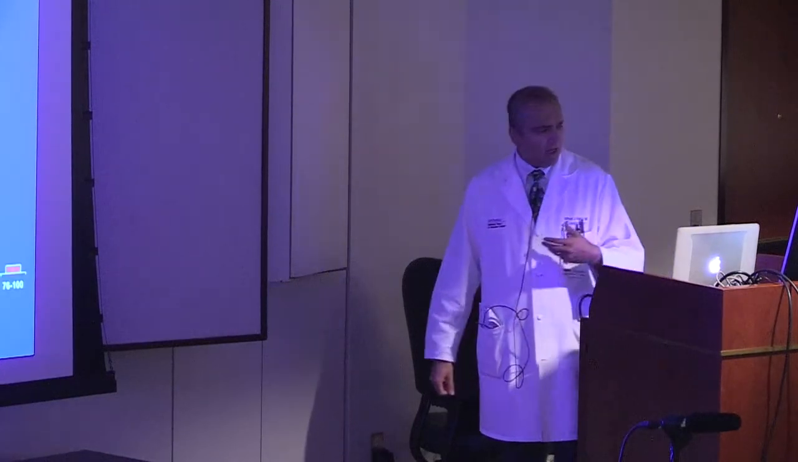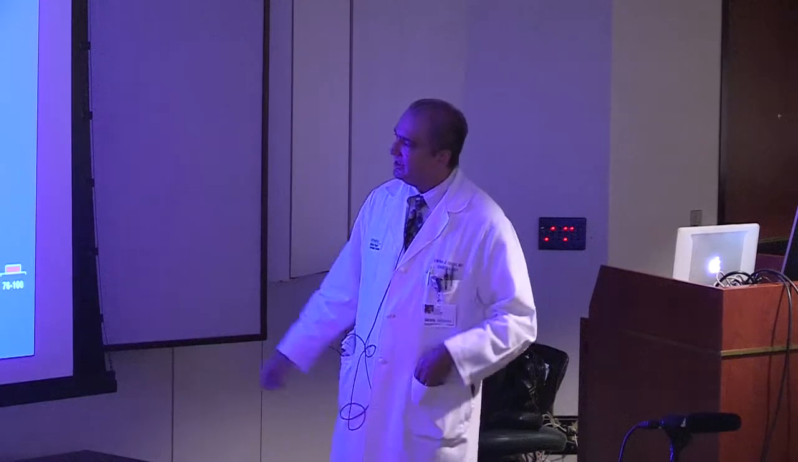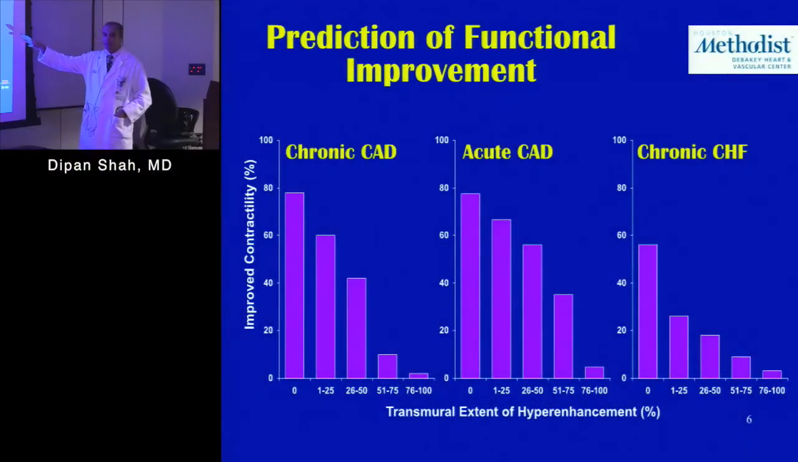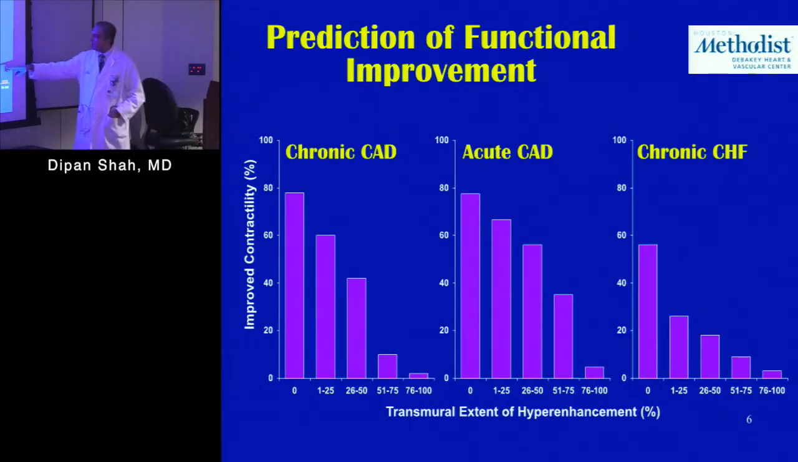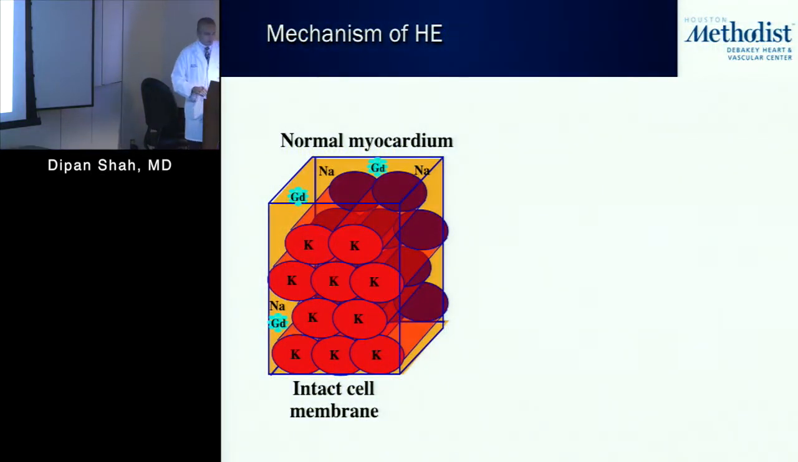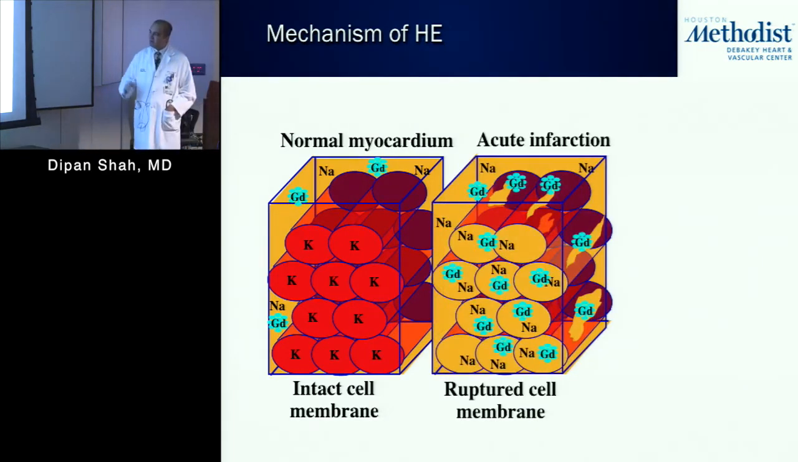And then beyond the setting of acute coronary disease and chronic coronary disease, there's also data showing that the evidence of hyperenhancement by CMR correlates with the likelihood of improvement in contractile function in the setting of chronic heart failure in patients who are just getting beta blocker therapy alone. So I think what we know, or what we believe, about the mechanisms by which this works is due to this phenomenon.